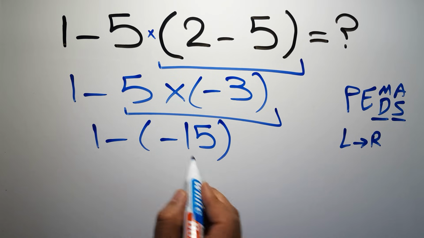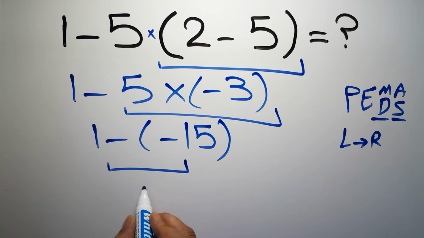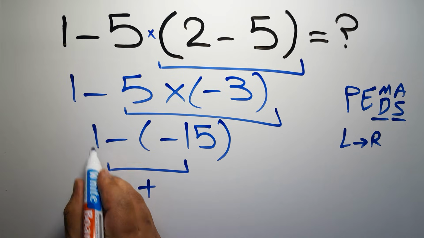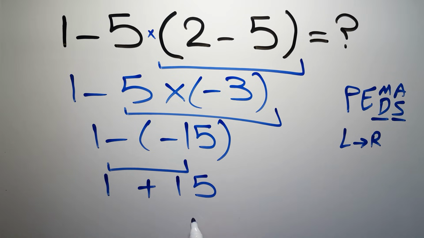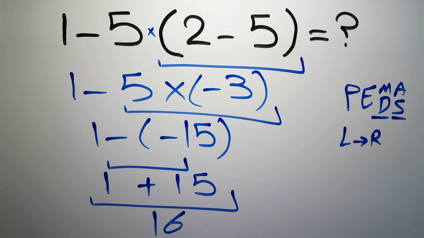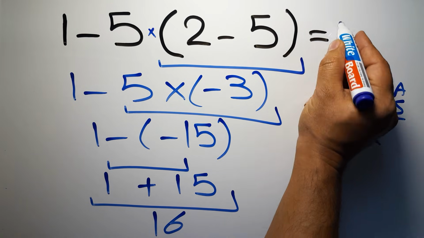Negative times negative gives us positive. So 1 plus 15, which equals 16. And this is our final answer to this problem. The correct answer is 16.